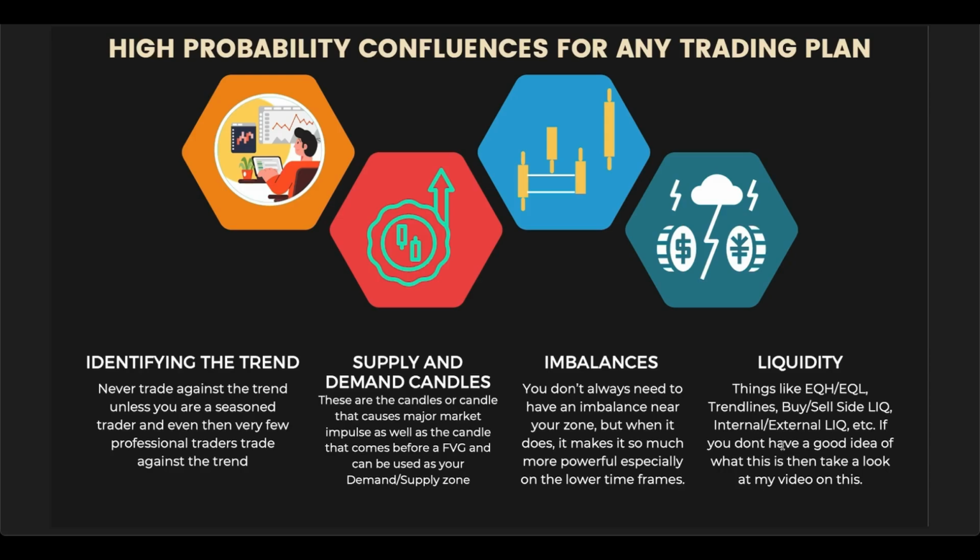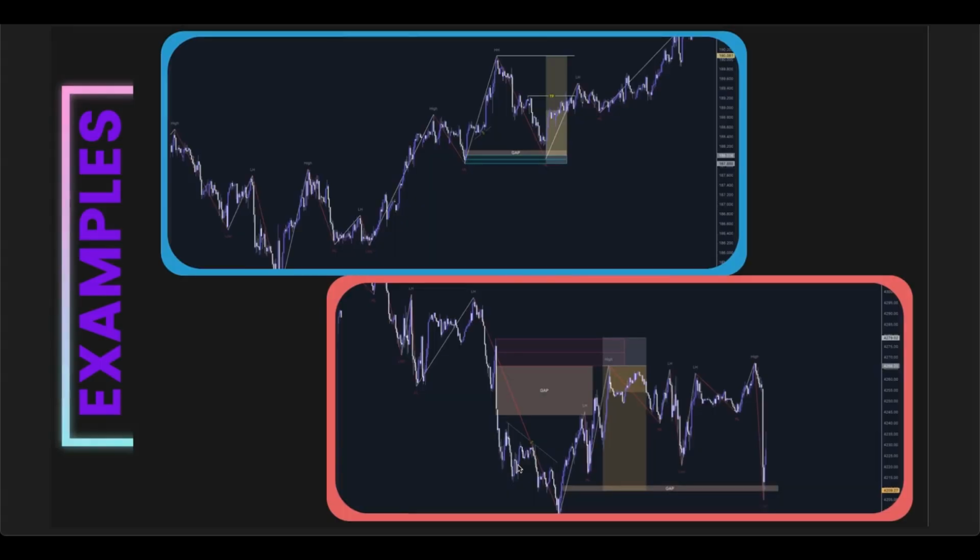Now, you don't need to have every single little confluence to enter a trade, but it's so much better if you do have it. And actually, I have an example here, or a few examples, of what it would look like if you had everything, right? So let me zoom in.